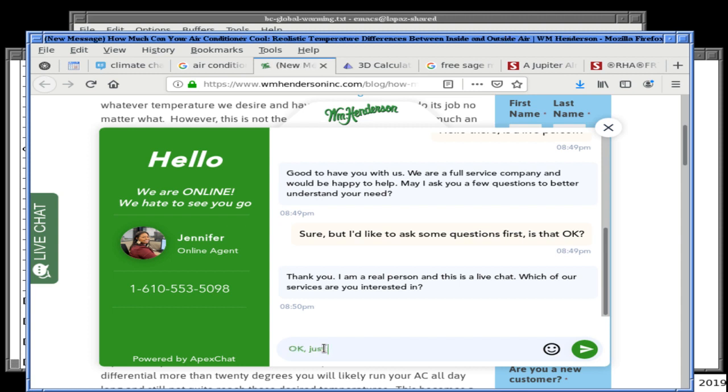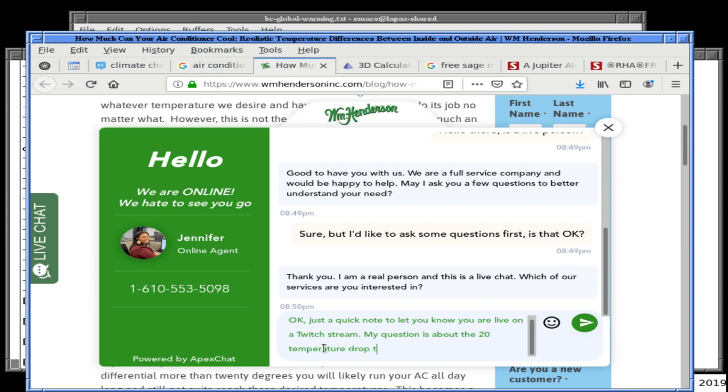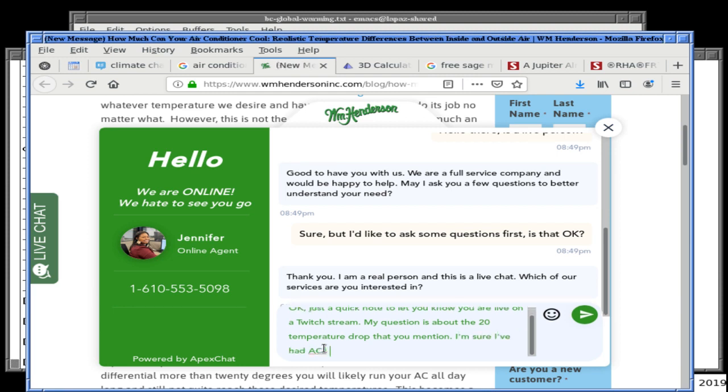Okay, just a quick note to let you know, you are live on a Twitch stream. My question is about the 20 degree temperature drop limit that you mention. I'm sure I've had ACs that cool up to 35 degrees, that cool down to 65 when it is 100 outside. Is the 20 degree limit specific to a type of air?